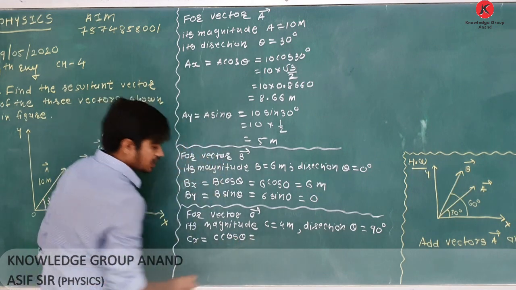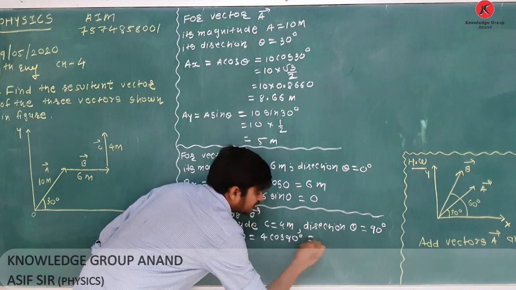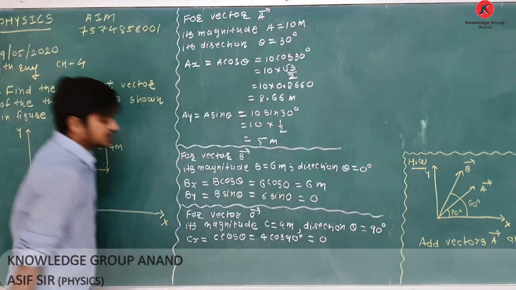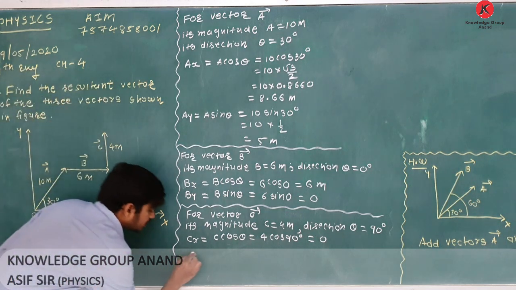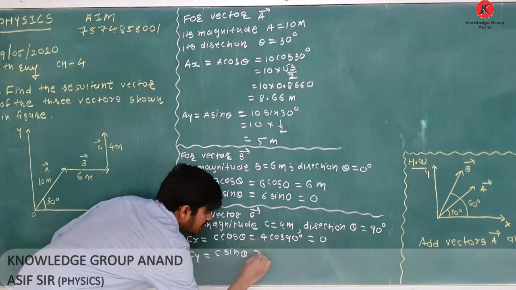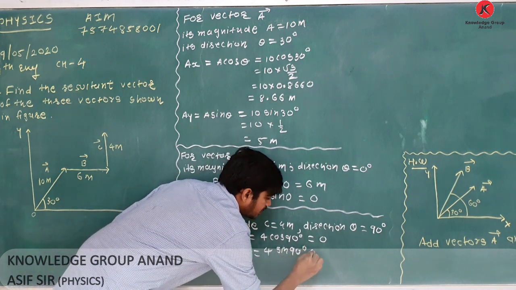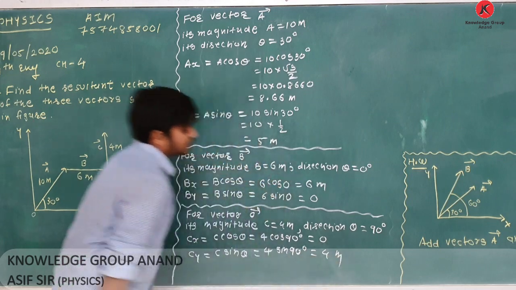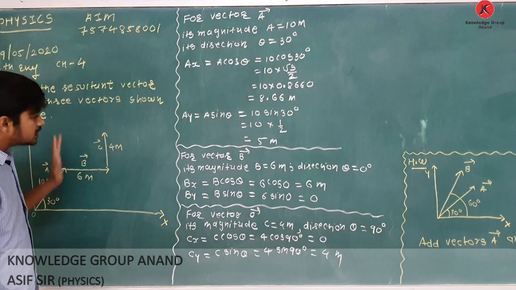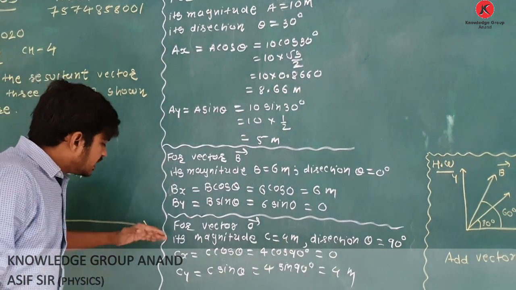Then see, Cx is equal to C cos theta. What is value of C? Yes, it is 4. Okay, and here it is cos 90. Cos 90 means yes, it is 0. Okay, and now what is value of Cy? Cy is equal to C sin theta is equal to 4 sin 90. What is value of sin 90? 1. So your answer is 4. Clear? So first of all, if you are given 3 vectors, then find their components: Ax, Ay, Bx, By, Cx, Cy.